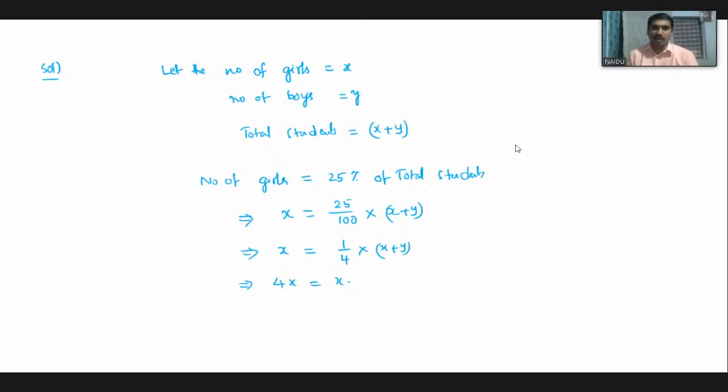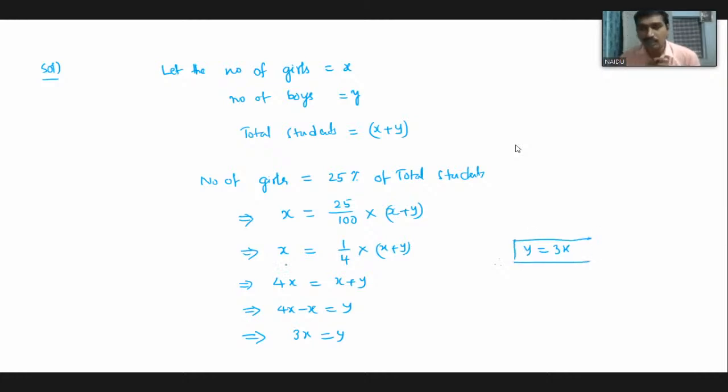Now let us write x on one side and y on another side. 4x minus x is equal to 3x, which is equal to y, or y will be equal to 3x. So this is the linear equation that represents the given question data.